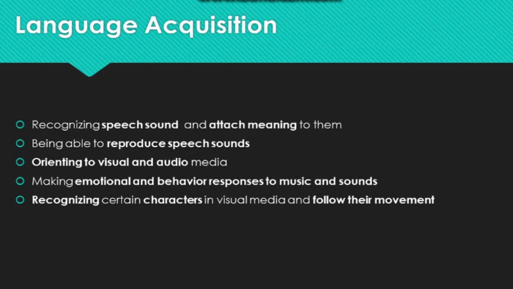Another type of media literacy is language acquisition. Language acquisition includes recognizing speech sounds and attaching meaning to them, being able to reproduce speech sounds, orienting to visual and audio media, making emotional and behavior responses to music and sounds, and lastly, recognizing certain characters in visual media and following their movement.